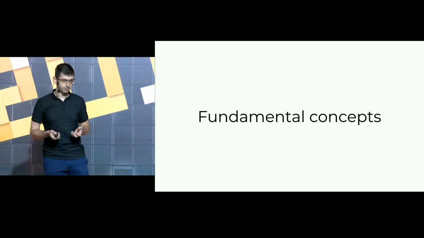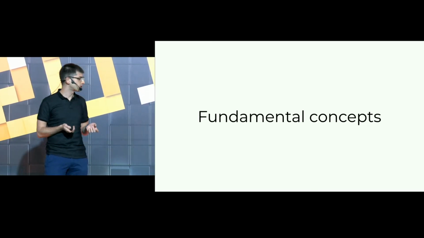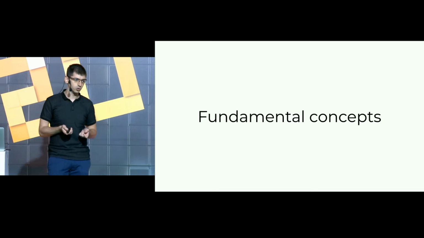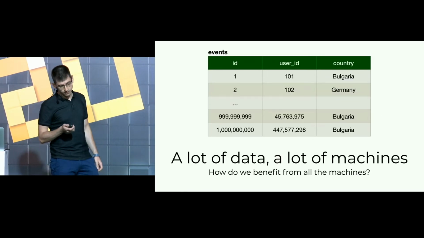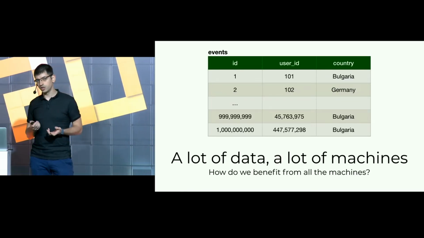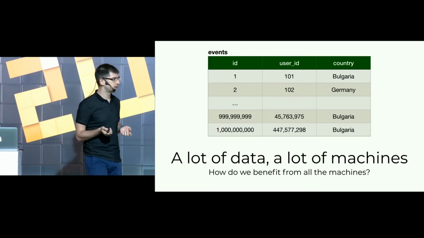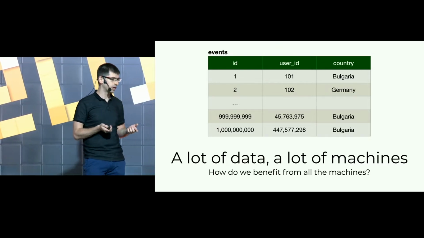So we're gonna cover 2 fundamental concepts, and then we're gonna go to drawbacks. The first thing that we're going to need to think about is that we have a lot of data and we have a lot of machines. So how do we benefit from all these machines?